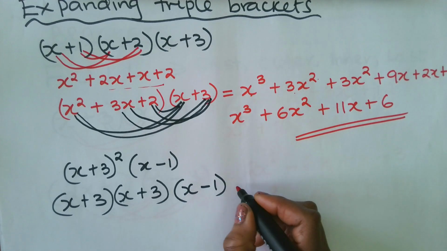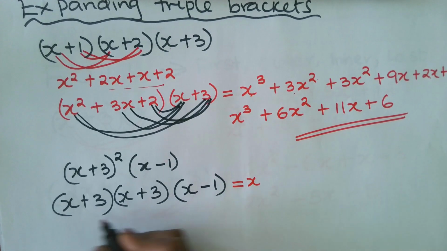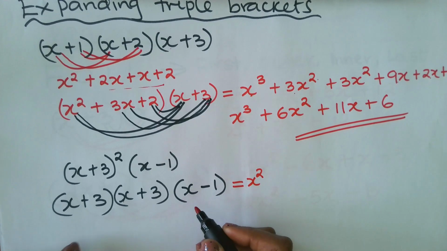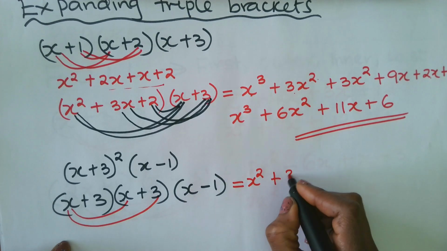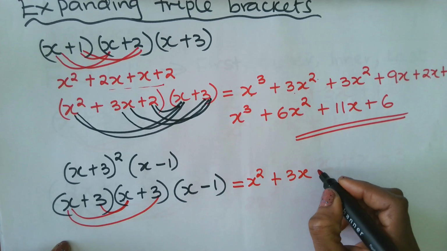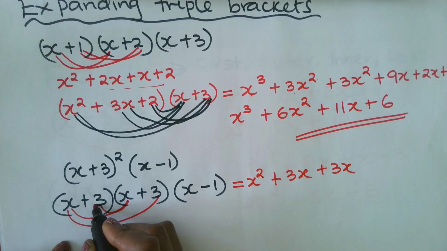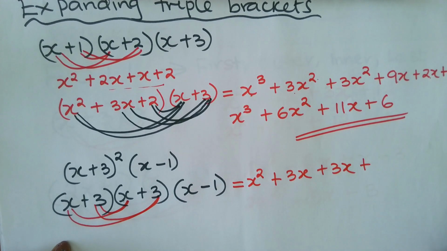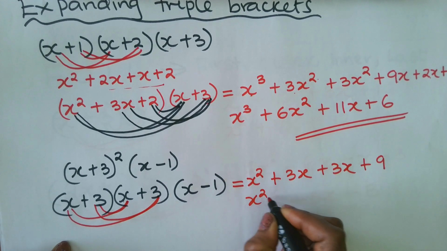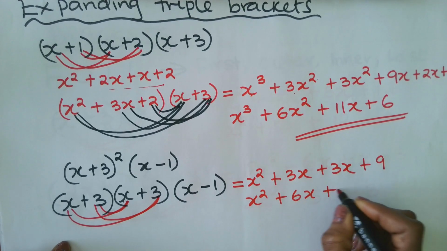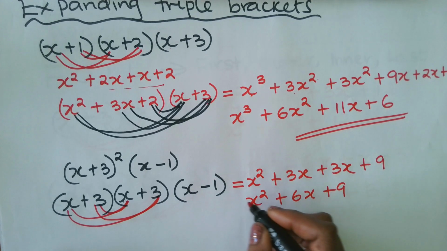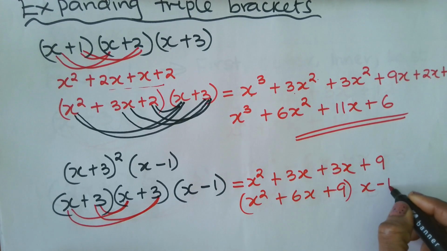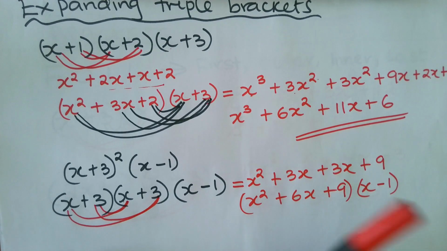So we've got x squared plus 3x plus another 3x plus 9. So I'm going to bring the like terms together: x squared plus 6x plus 9. Then I'll multiply again with this one, x minus 1.